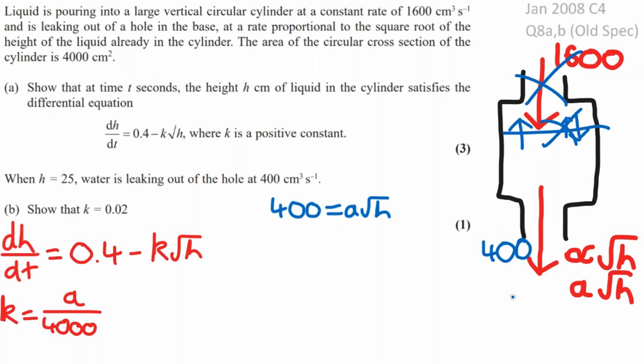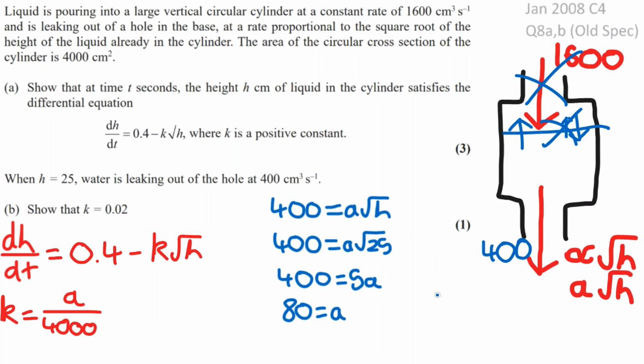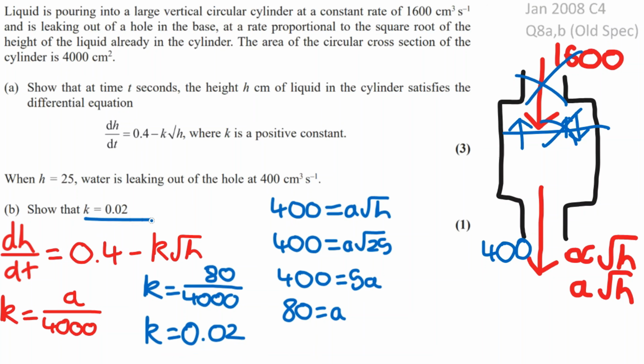So therefore we can say that 400 is equal to a root h, like this here, and we know that h is equal to 25, so 400 is equal to a root 25, so 400 is equal to 5a, and divide both sides by 5, so 80 is equal to a. And we did the substitution in part A that k is equal to a over 4,000, so k is going to be 80 over 4,000, so k is equal to 0.02, which is what's required.